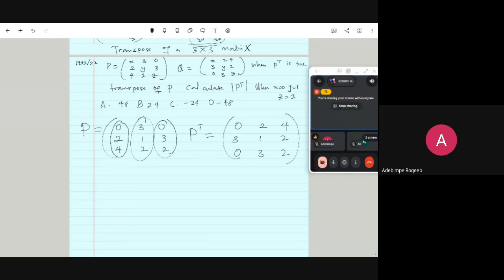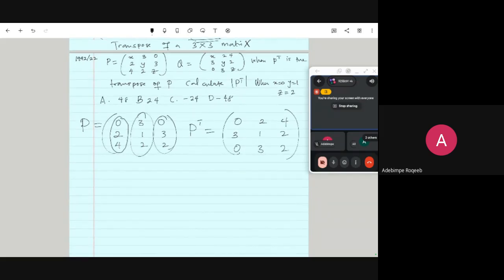Assuming you want to find the inverse of a 3 by 3 matrix, you first find the transpose, find the adjoint, find the cofactor, then you find the inverse. So the process is too much. But for a 2 by 2 matrix, there's a very fast method to do it. Since you have gotten a transpose now, the question wants us to find the determinant of the transpose.